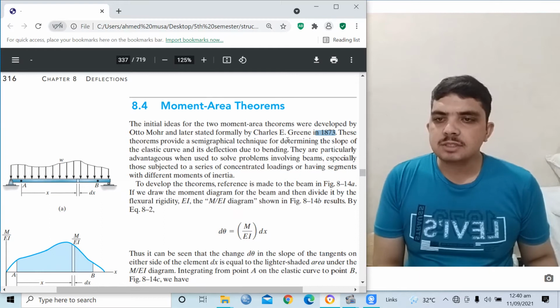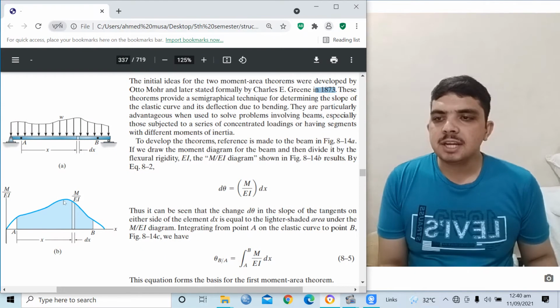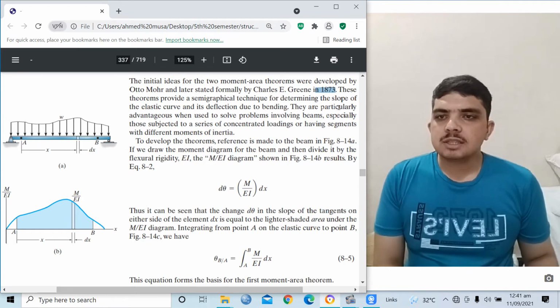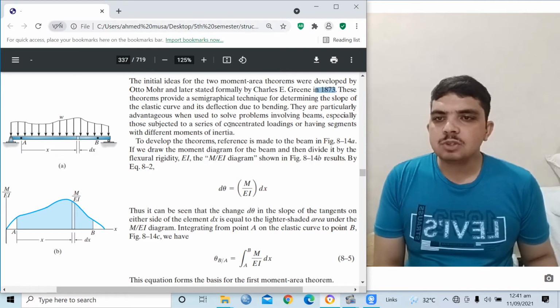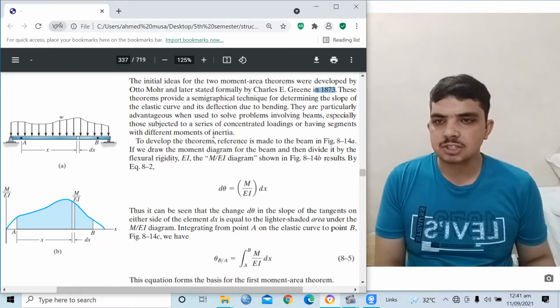With the help of this theorem, we can easily find the slope and deflection of the beam. But how? This is a semi-graphical technique. For example, the bending moment diagram is a graphical method. So with the help of the bending moment diagram, we can easily find the slope and deflection of the beam. They are particularly advantageous when you solve a problem involving beams, especially those subjected to a series of concentrated loads and having segments with different moments of inertia.